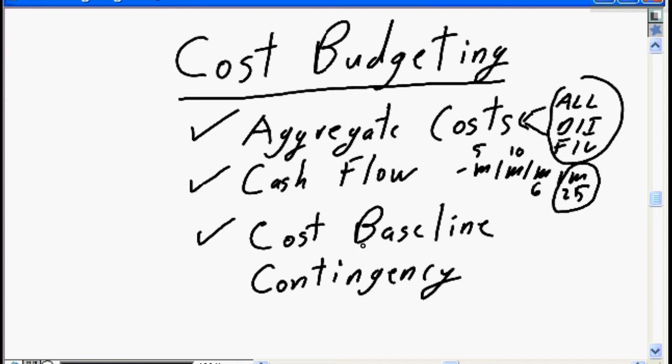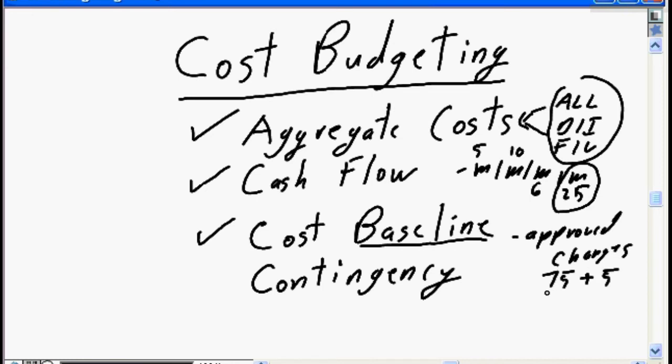The baseline is a fixed number. The baseline is the number against which you are going to be measured. The only way your cost baseline can change is with approved changes. So if your baseline was $75,000 and you had approved changes for another $5,000, your revised baseline, and it's only revised because of approved changes, will be $80,000. That is the measurement, that's the yardstick that's going to be used to determine your project's health in terms of cash management.